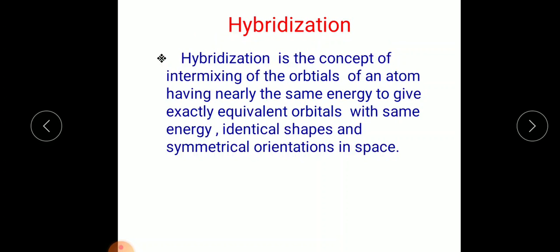The definition tells us hybridization is the concept of intermixing of the orbitals of an atom having nearly the same energy to give exactly equivalent orbitals with the same energy, identical shapes and symmetrical orientation in space. So hybridization is basically a concept in which we mix the orbitals of an atom which have the same energy so that it gives an equivalent number of orbitals. For example, if the mixing of orbitals is 2, you will get two equivalent hybrid orbitals, and these hybrid orbitals will have the same energy, the same shape, and they orient in a symmetrical way in space. So this is the definition of hybridization.